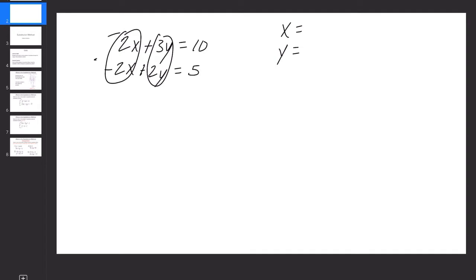I'm going to go ahead and delete this. So looking at our work, if you look from top to bottom, is there anything we can eliminate right away if we were to add them? The x's, hopefully you noticed that.